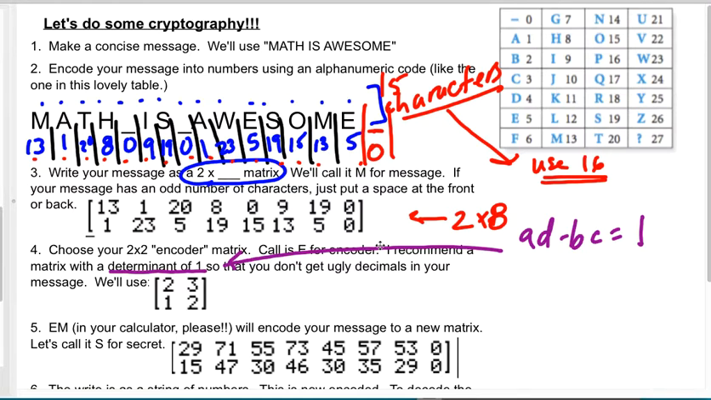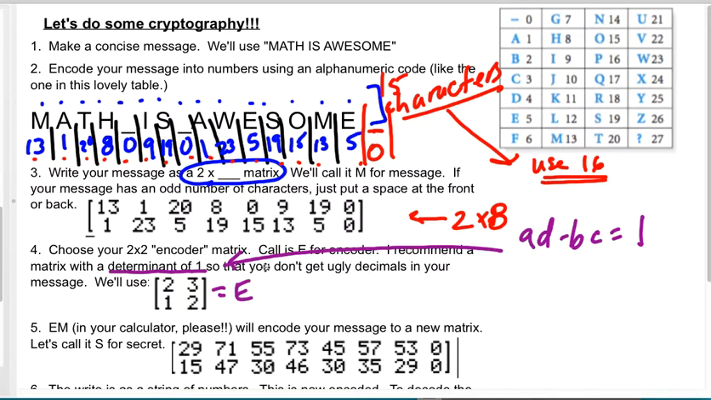Because if I hand my friend a message with rounded decimals, like a repeating decimal that I round, then my friend's not actually going to be able to reverse engineer my message. I need happy integer values in my matrix. So in order to make sure that I have happy integer values in my matrix, I'm going to pick a matrix with a determinant of 1, which I did.